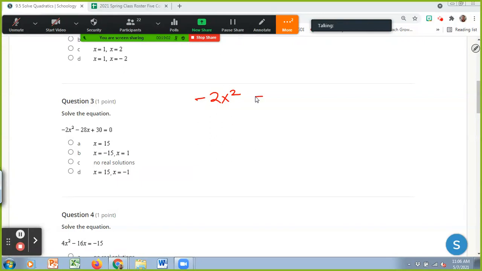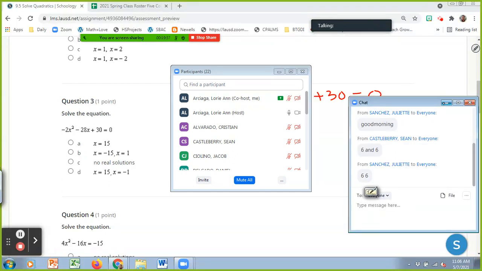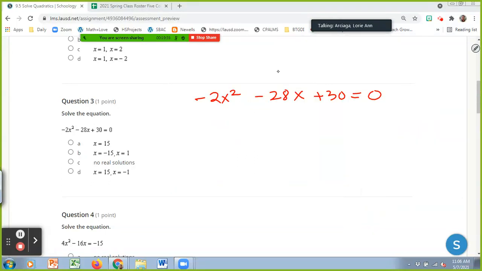-2, -28, plus 30. Can you tell me in the chat box what we can divide all of them by? What's the GCF? I know you know it. Come on. Tell me. What's the GCF? Anyone?